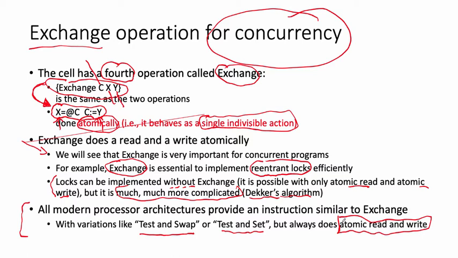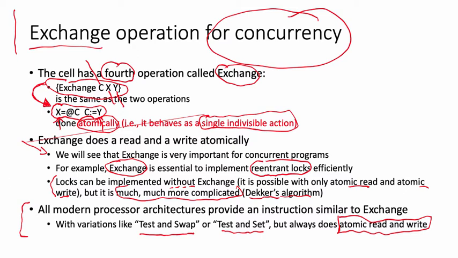It's so important that the architecture provides an instruction for implementing it efficiently, and this instruction, of course, will never be stopped in the middle. The scheduler in the processor will do the instruction completely atomically. So this is a critical thing for concurrent programs, and we will use it today in the course.